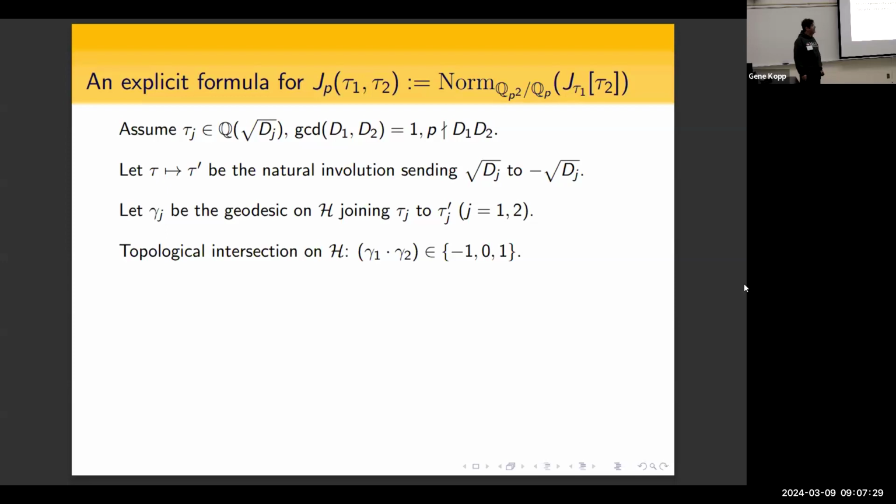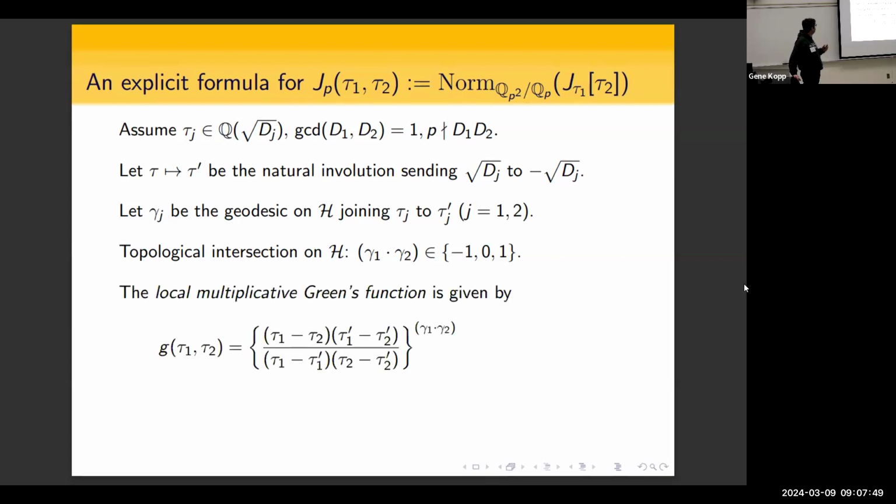And I can then look at their topological intersection on the upper half plane. So if you have two geodesics, either they intersect or they don't. If they don't, the intersection number is 0. If they do, it's going to be 1 or minus 1, depending on a choice of orientation that you make on the upper half plane. You make a consistent choice, of course, for all cases.